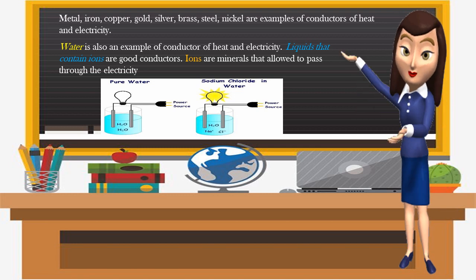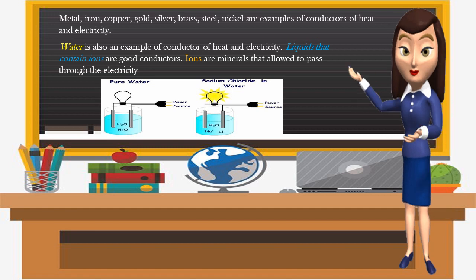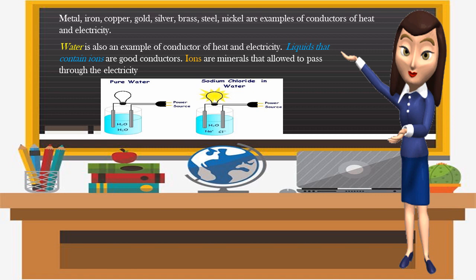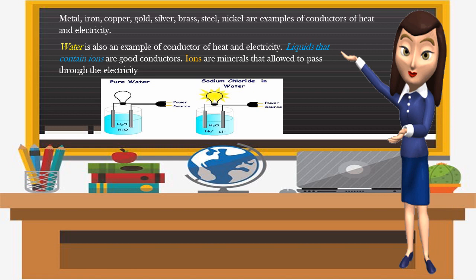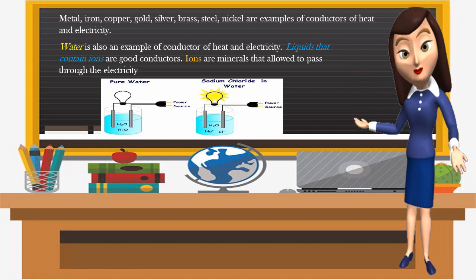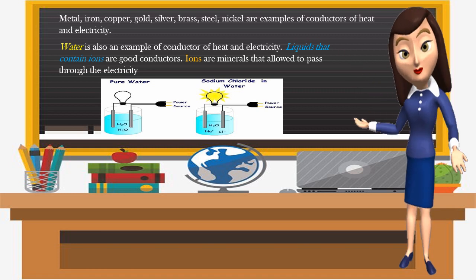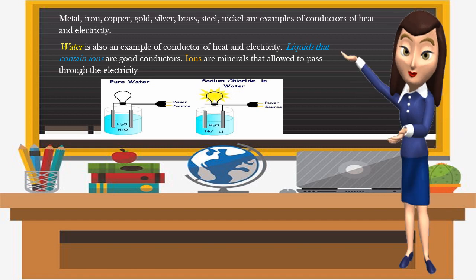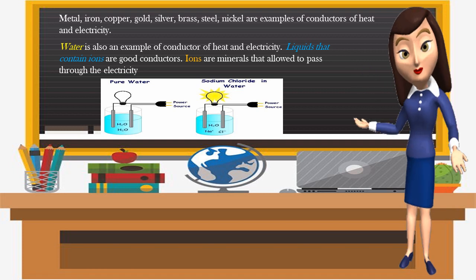As you can see on the pictures, in the left side, pure water ang ginamit. Hindi umilaw yung bulb. While in the right side, yung tubig ay mayroong halong sodium chloride. Ang bulb ay umilaw. So, ibig sabihin, ang pure water ay hindi good conductor. Ang tubig na mayroong sodium chloride ay isang good conductor. Ito yung mga good conductor ay yung rainwater.